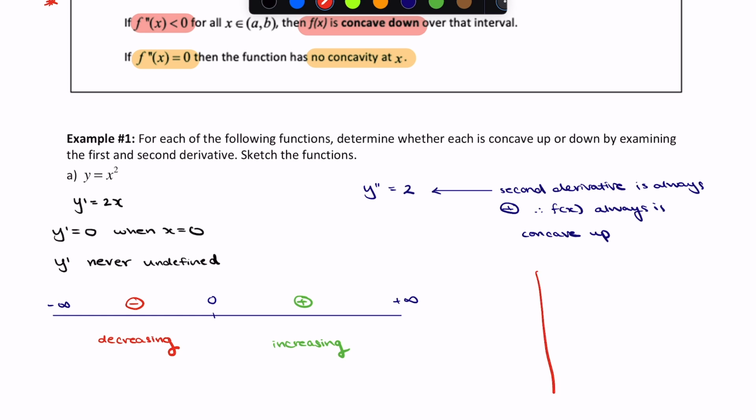Okay, so if we graph our function, we see that we have a parabola. If we graph the parabola, it will look like this. And so how can we describe this parabola? Initially it's decreasing, and then once it hits zero, it is increasing. But throughout the entire graph, it is concave up.